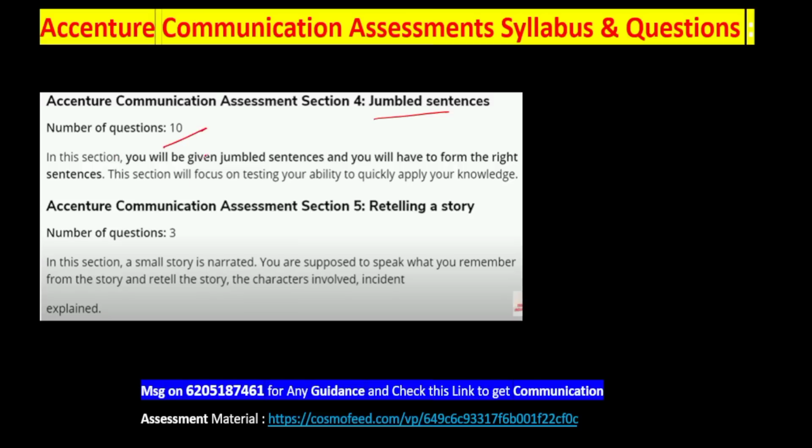Number of questions will be 10. In this section, you will be given jumble sentences and you will have to form the right sentences. This section will focus on testing your ability to quickly apply your knowledge, right?